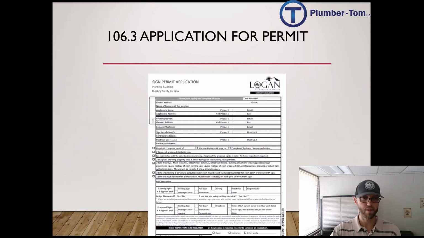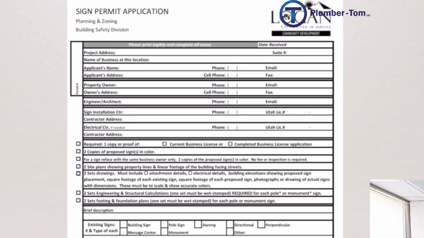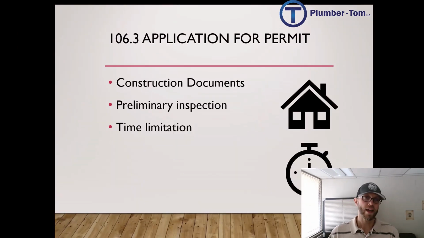Here's an example of an application you can see on the screen. The application is going to ask for information about the work that's going to be done, and it has to be signed by the owner or the owner's authorized agent. A plumbing contractor can act as the owner's authorized agent. So as we turn in an application for a permit, we submit the construction documents. They may require a preliminary inspection. That would mean they go out and have a look at where this is at or what's going to be done before they provide those approvals.